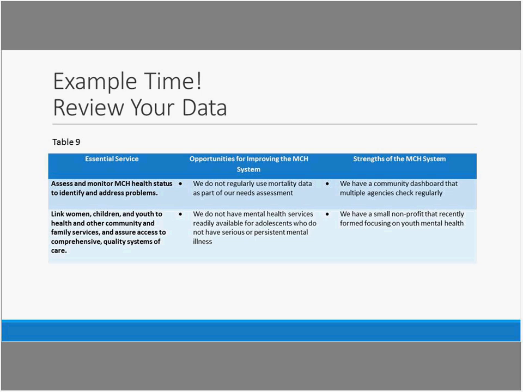We noted in our Table 9 a couple things that might also be related. We talked about how we assess and monitor MCH status to identify and address problems. One of the things that we noted is that we're not regularly using mortality data for our community. We know that there are some challenges with it because it's 5-year moving averages, and so we haven't been looking at it that often and didn't realize that we were losing more teens than folks are in other parts of the state. And so we saw that as a gap.